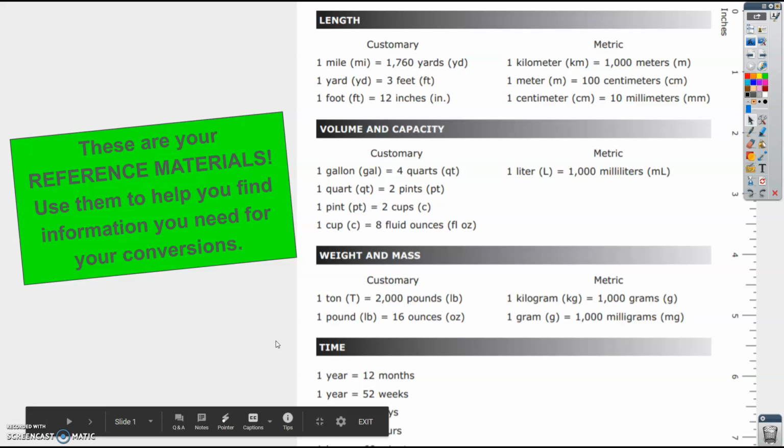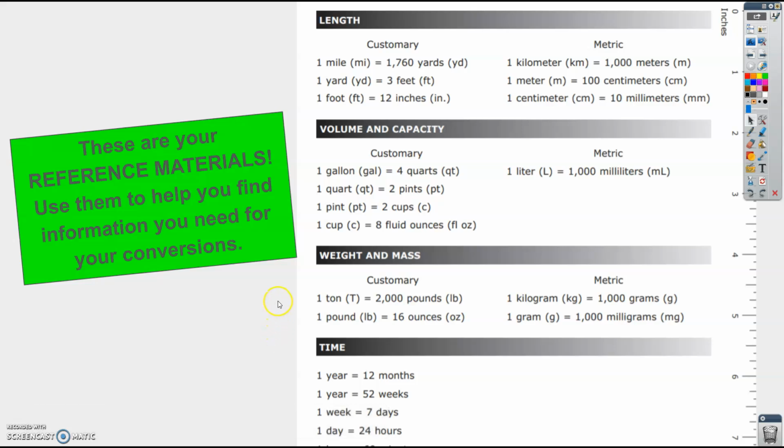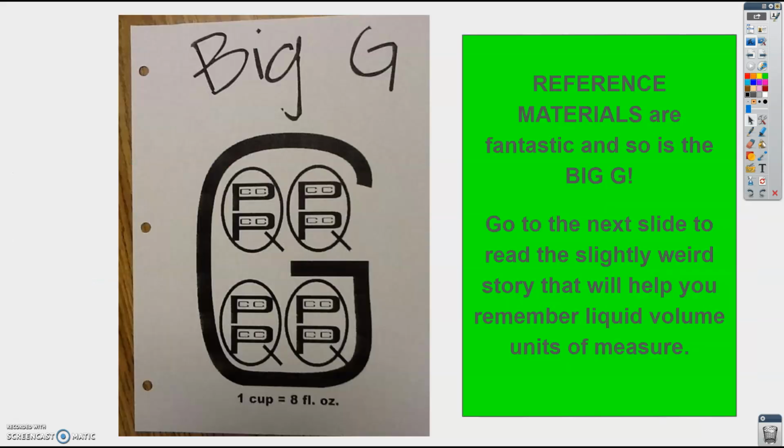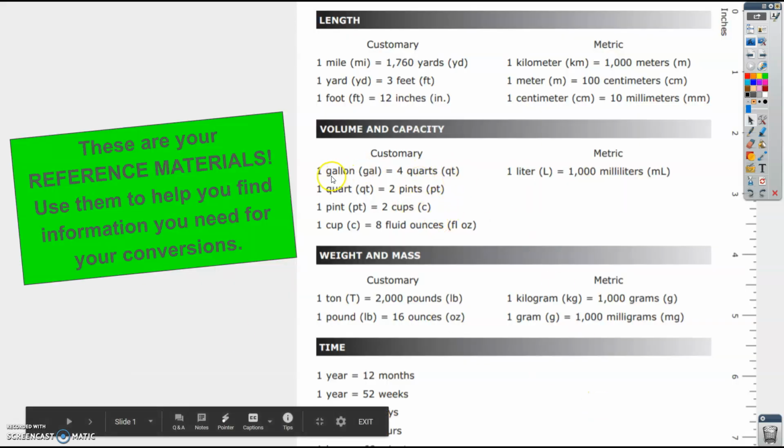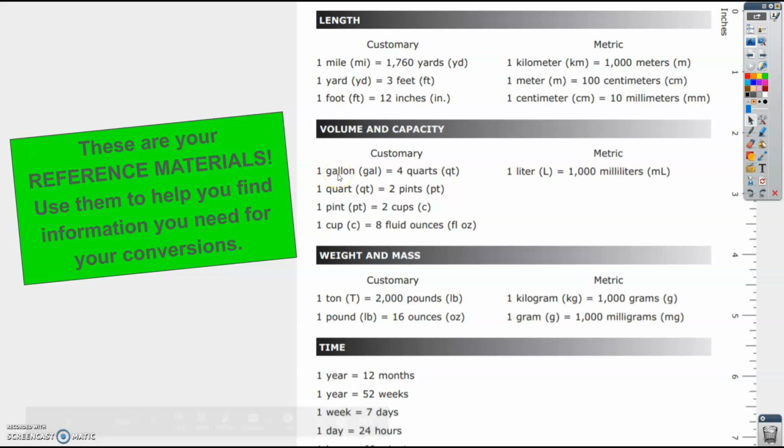Hopefully by now you're pretty familiar with your reference materials. And I know that while you've been practicing the last couple of weeks with converting measurement units, you've been using this to help you out. You will always have this available to you. Some of you may also be familiar with the big G. That helps out when it comes to volume and capacity, because gallons aren't shown on your reference sheet in relation to pints and cups and ounces and things like that.